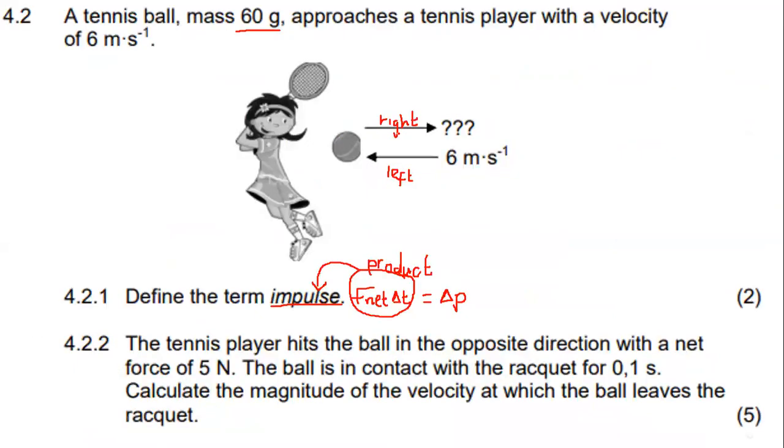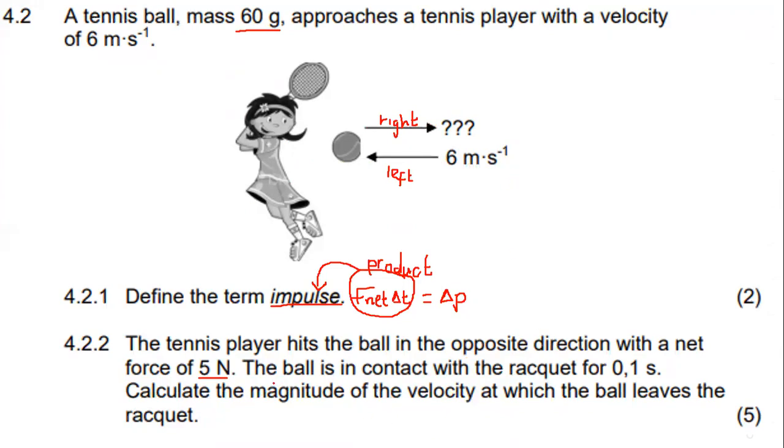Then they tell us the tennis player hits the ball in the opposite direction with a net force of 5 newtons. So the tennis player is hitting that particular ball and it moves in the opposite direction. If it moves in the opposite direction, it means it is going against the direction where it came from. When it was approaching here, it was going to the left. So when it goes in the opposite direction, it is going to the right.